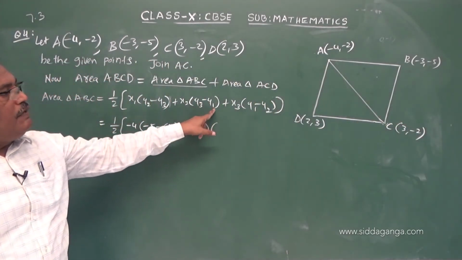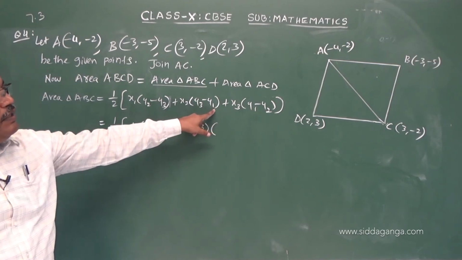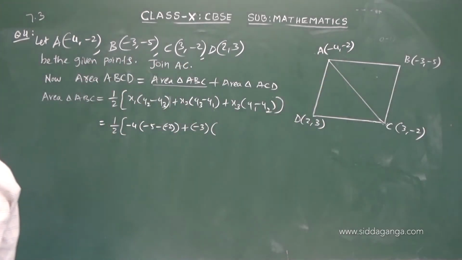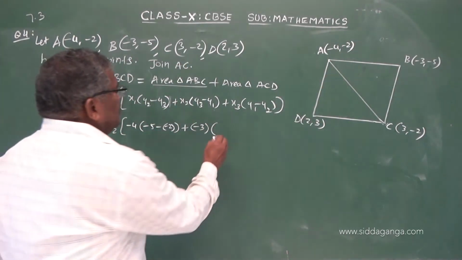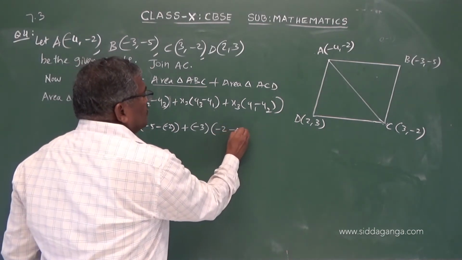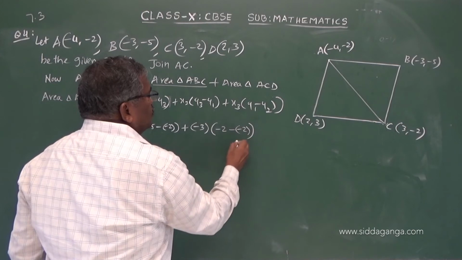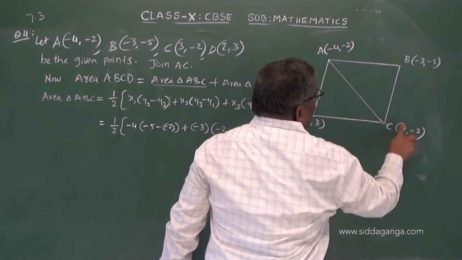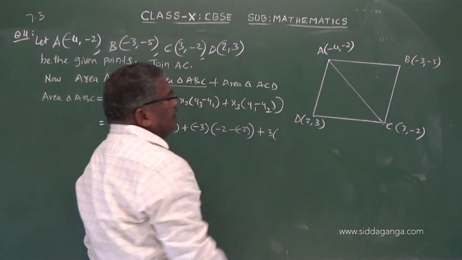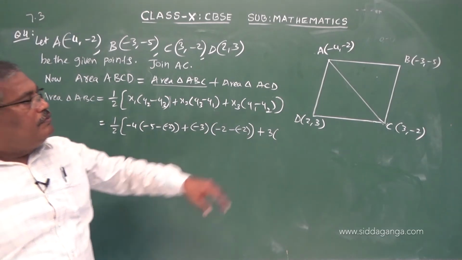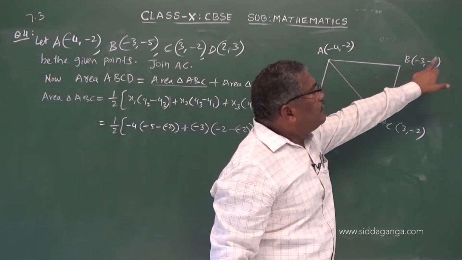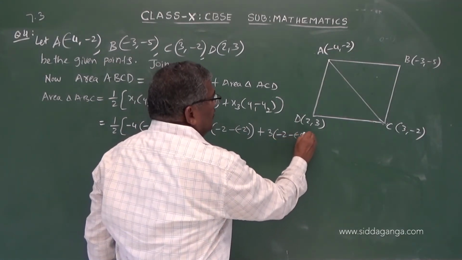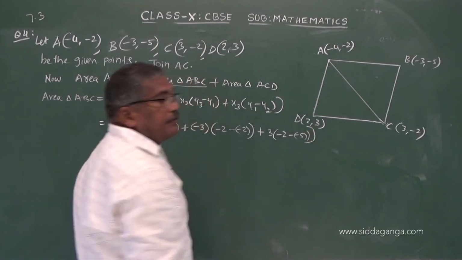So, y3 minus y1, so minus 2 minus of minus 2, close the bracket, plus x3, this is 3, and y1 minus y2, this is y1, this is y2, minus 2 minus of minus 5, close the bracket.